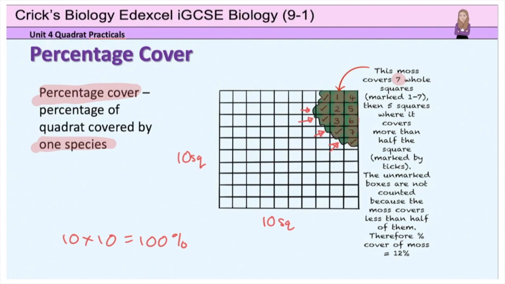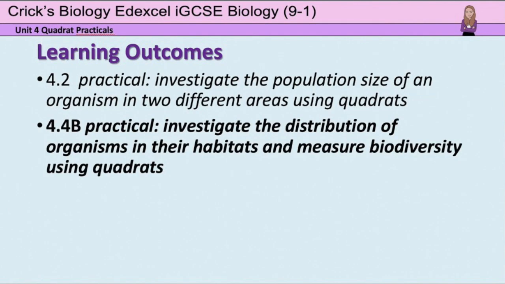Therefore, 7 whole squares plus 5 almost whole squares equals 12%. So we would record moss, percentage cover, 12%. We can use these ways of sampling to compare two different areas which have different conditions or are in different countries, and they are often used to investigate why an organism prefers one area to another.